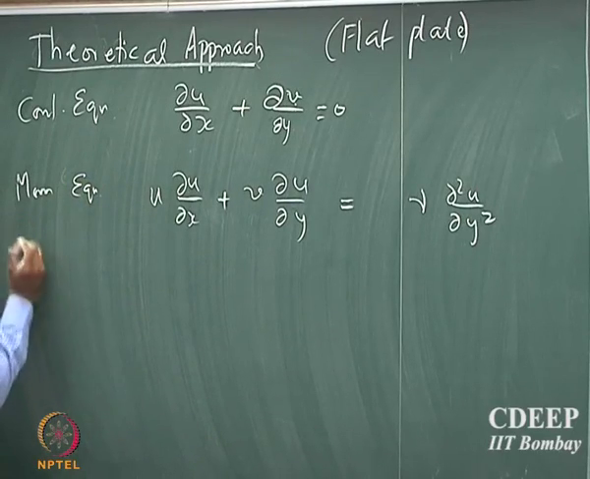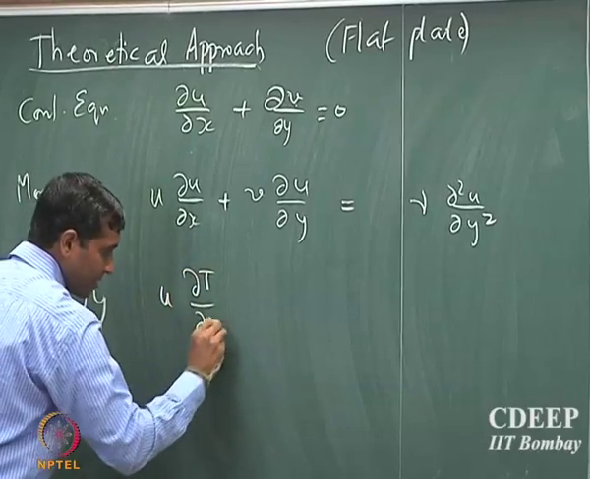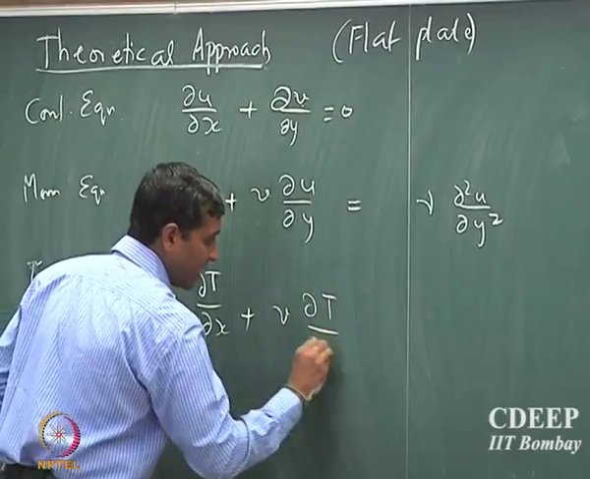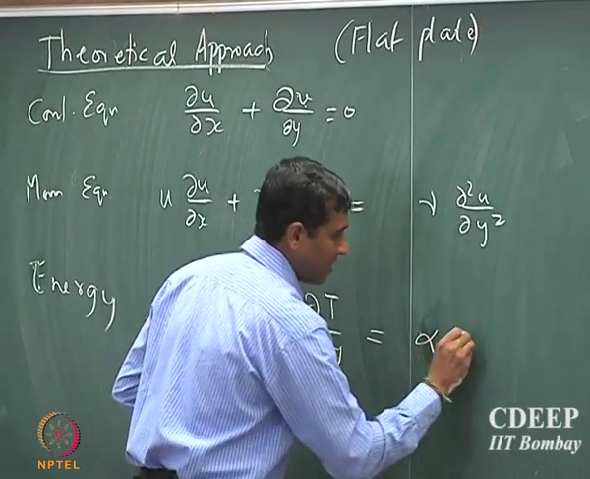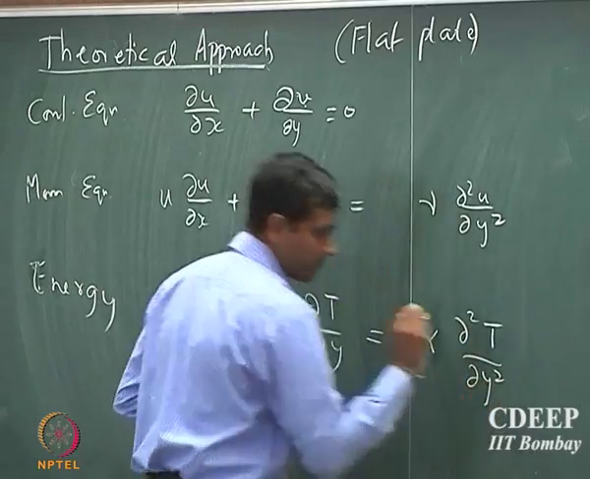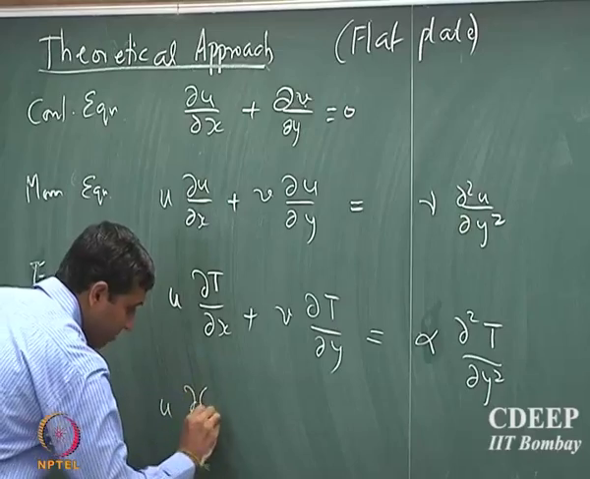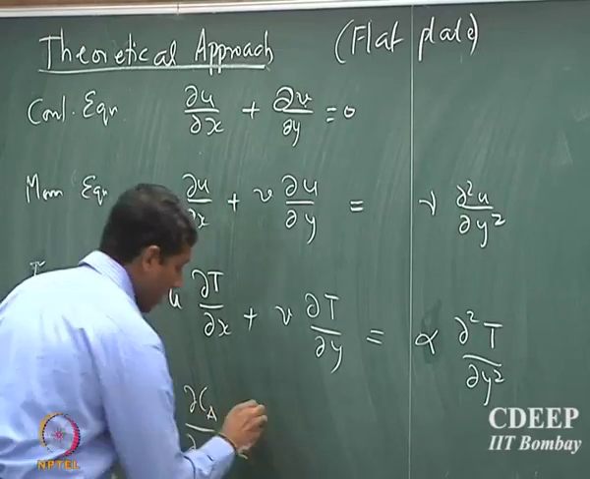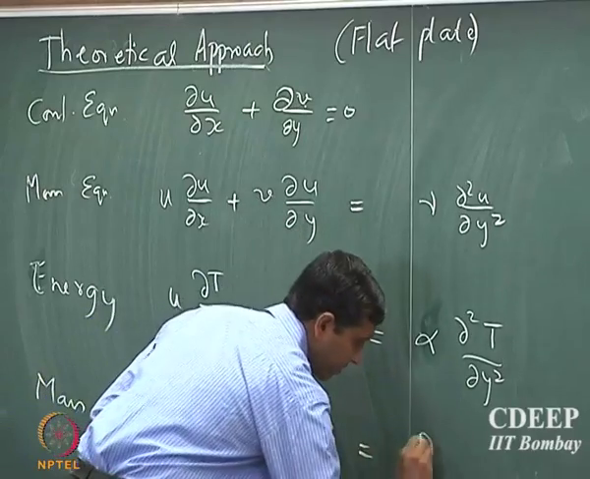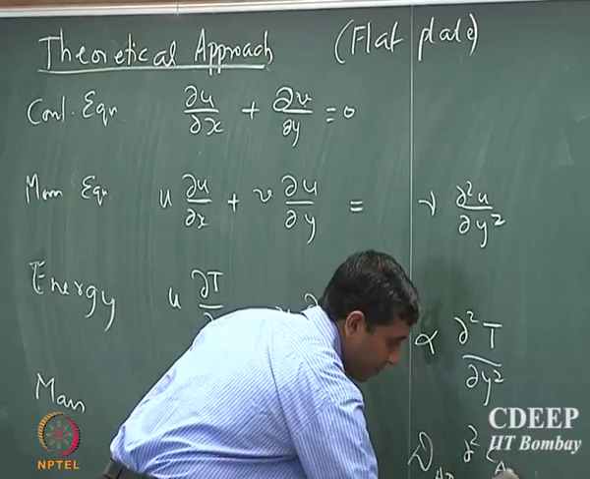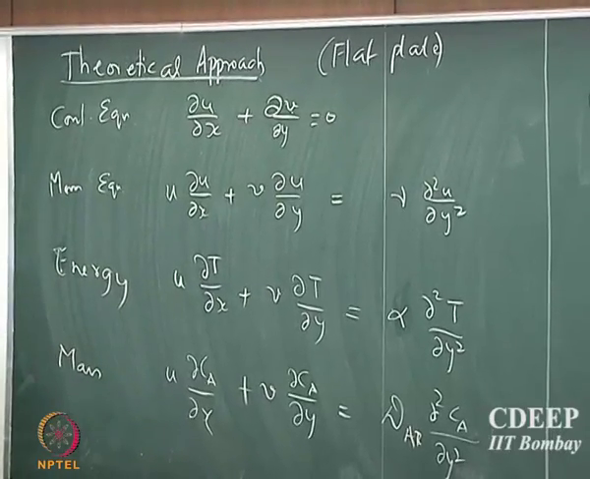And then you have the energy balance, that will be u dT by dx plus v dT by dy, that is equal to alpha into d square T by dy square, and the mass balance would be u dCA by dx plus v dCA by dy, that will be DAB d square CA by dy square. So those are the governing equations.